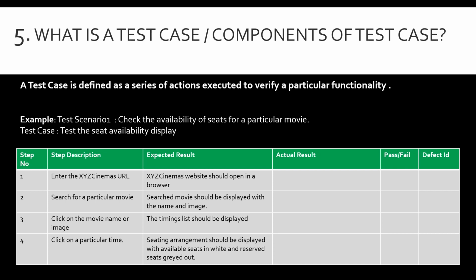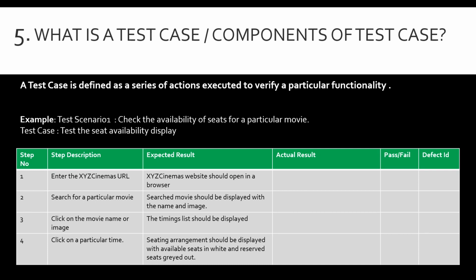Step number 3, click on the movie name or image. Once it is clicked, the expected result will be the timing should be displayed. And then the last step is to click on the particular time, and here is where the key expected result is, which is the seating arrangement should be displayed with the available seats in white and the reserved seats or the booked seats already grayed out. So this is the expected result.